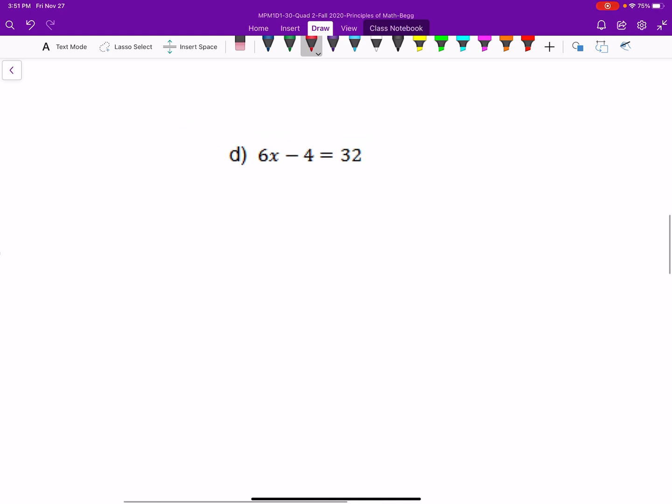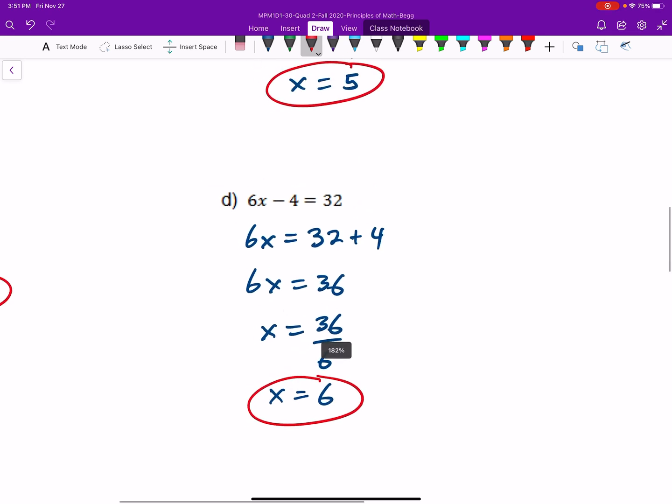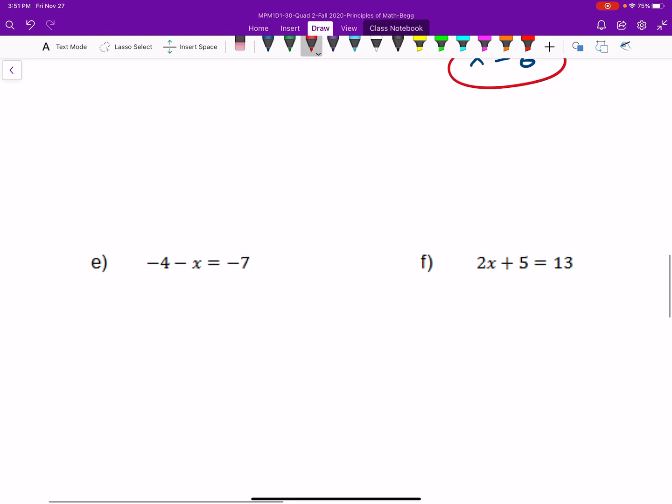Here's a two-step one. So, again, reverse order of operations means I'm going to take care of the minus first. So I'm going to bring that 4 to the other side, and I'm going to add it. So I've got 6x equals 36. Then I'm going to divide both sides by 6, and x equals 6. 6 times 6, if I plug it back in, is 36. And if I take away 4, it equals 32, which is what I was looking for.